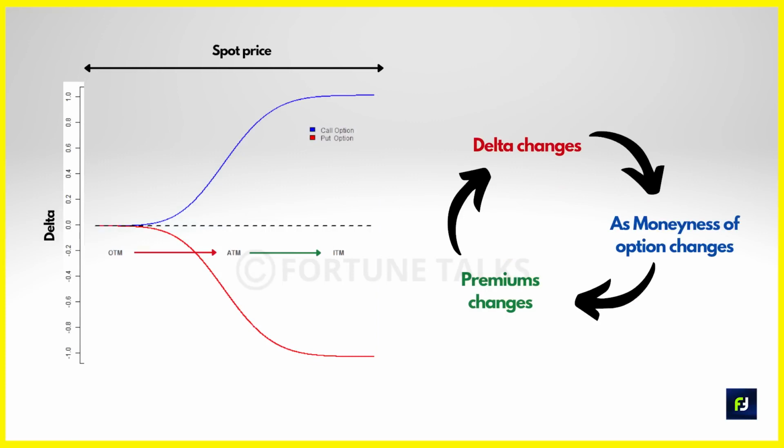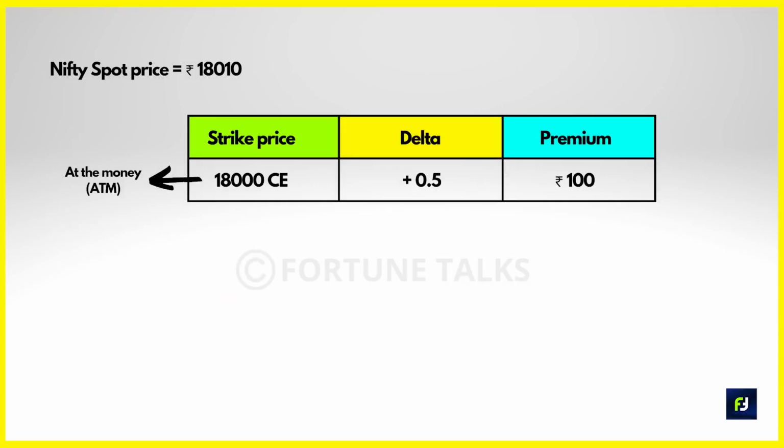So what we can infer from this information is that as the option strike changes from OTM to ATM to ITM, the delta changes, therefore the premium changes, and the option starts to mimic the underlying, meaning that for every rupee change in the underlying value, the option premium will also change a rupee. Let's take a few examples to understand these concepts better. Let's say the Nifty spot price is 18,010, and so the at the money strike is 18,000. Now, if we consider the 18,000 at the money call option, which is priced at 100 rupees and the delta value is close to 0.5.